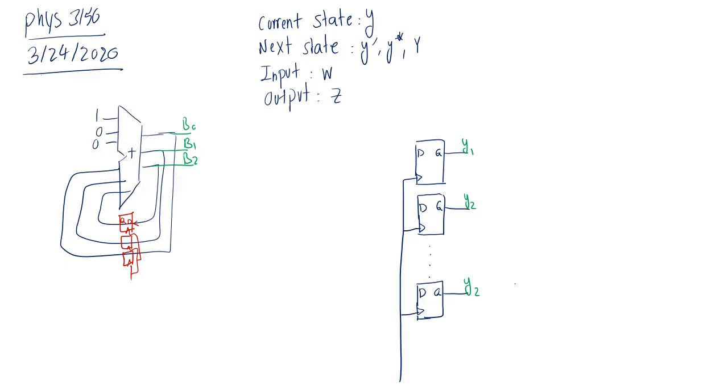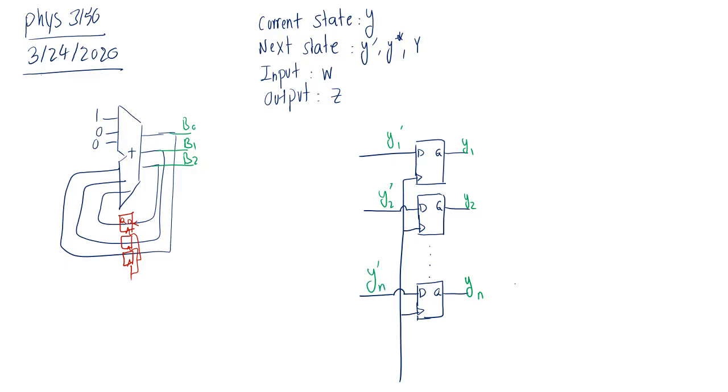And then I always have the next state, which is going to become the current state after the positive edge of the clock. Once the clock comes in, the next state comes to the output of the flip-flop and becomes the current state. So the next state should be here. Let's show it here: y1 prime, y2 prime, and so on. I'll put 3 dots here to show that this could be multi-bit. So this is yn, and this would be y prime n.